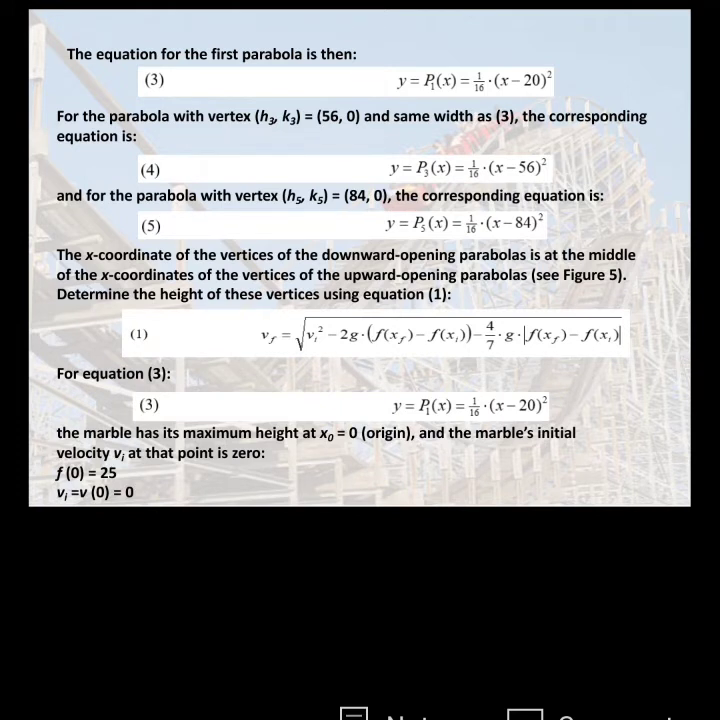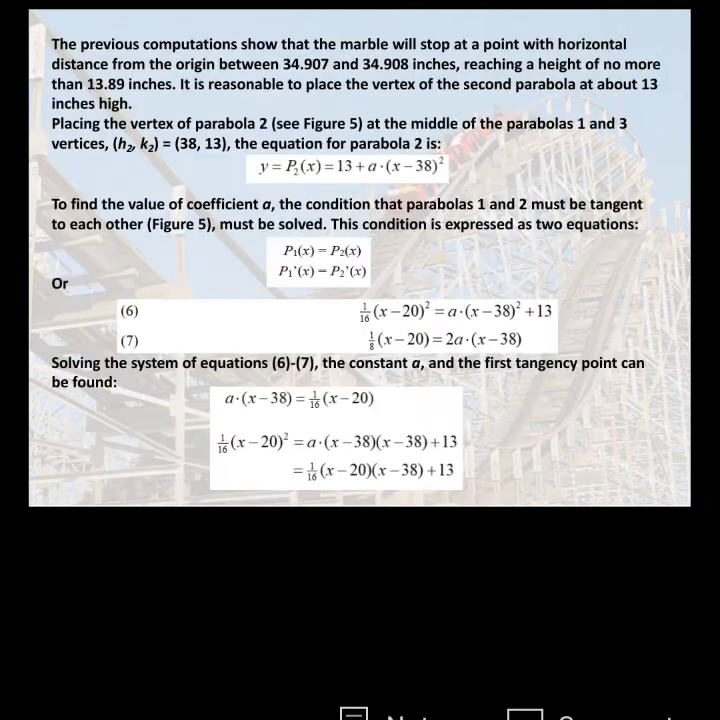The vertices of the downward opening parabolas and the middle of the corresponding vertices of the upward opening parabolas determine the height of the vertex of the equation. For the equation y is equal to p is equal to 1 by 16 into x minus 20 whole square, the marble has its maximum height, and the marble's initial velocity at the point is 0. F is equal to 0, 25. V is equal to V of 0 is equal to 0.